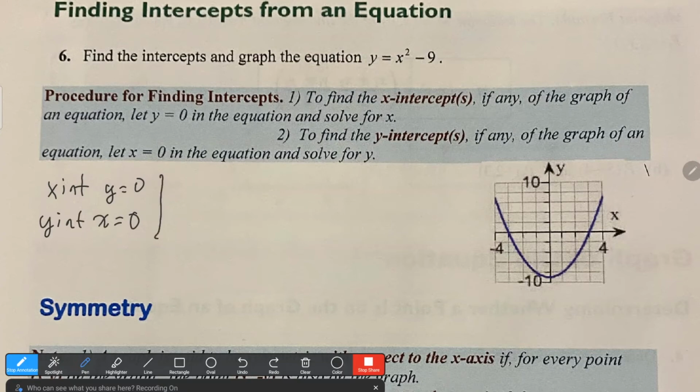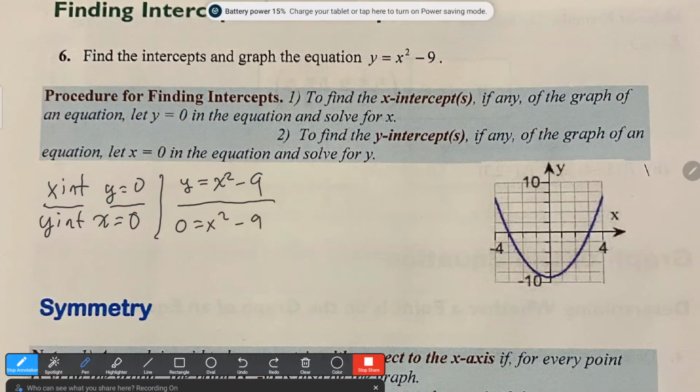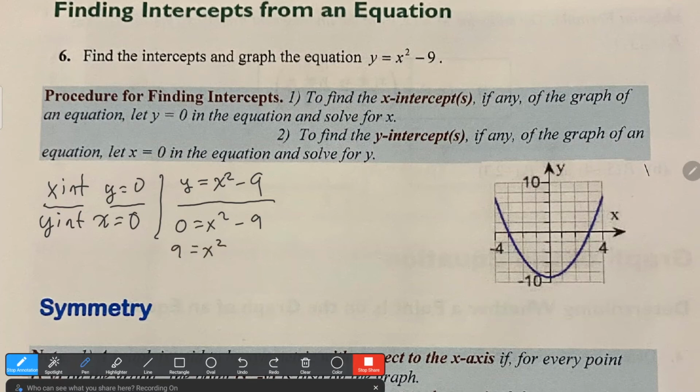So we've got the formula y is equal to x squared minus 9. Let's start with finding the x-intercepts. When you have an x-intercept, that means y equals 0, so just plug in 0. We're going to have 0 is equal to x squared minus 9. If you add 9 to both sides, you end up with 9 is equal to x squared. You take the square root of both sides, and you end up with x equals plus or minus 3.